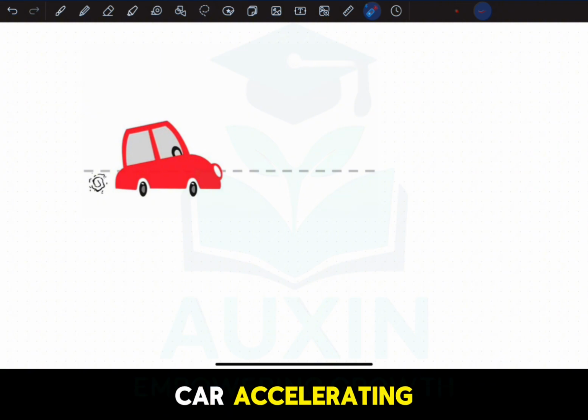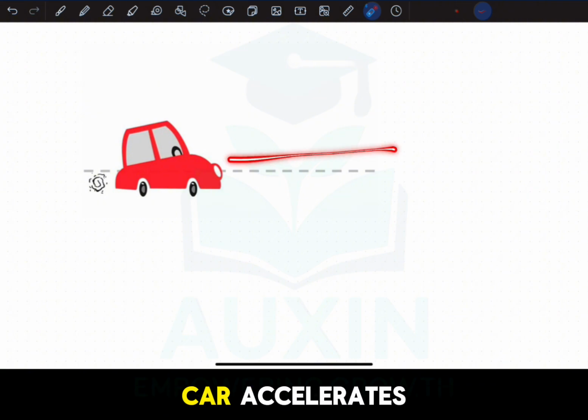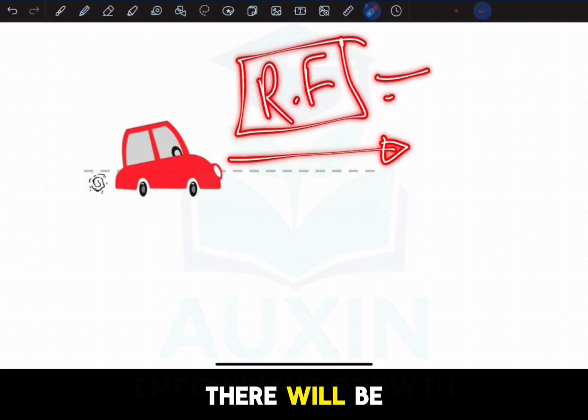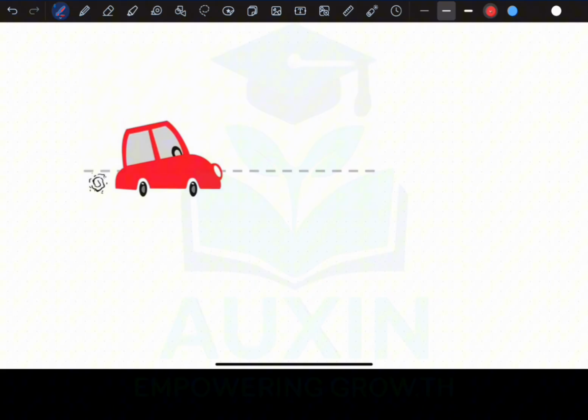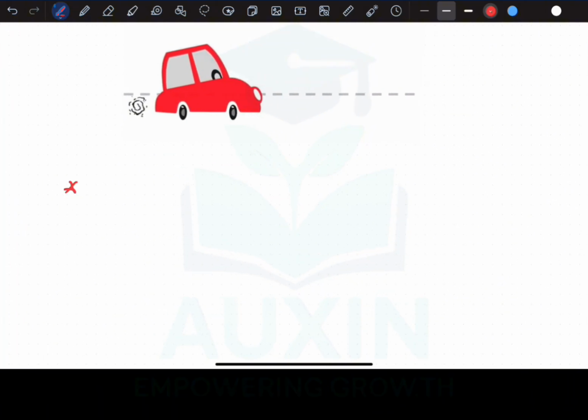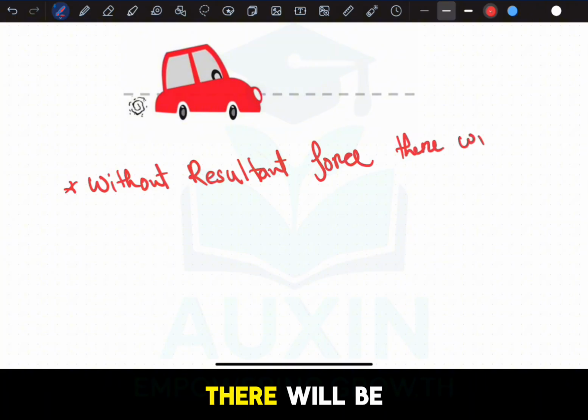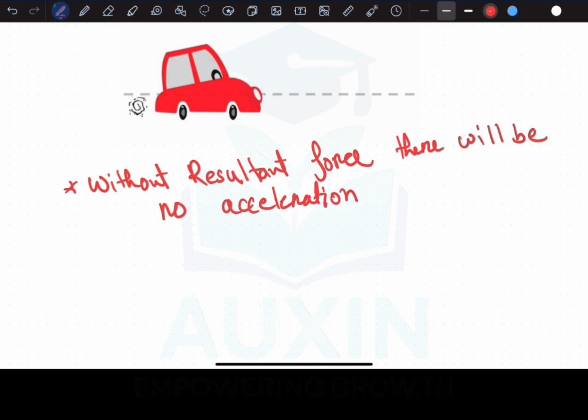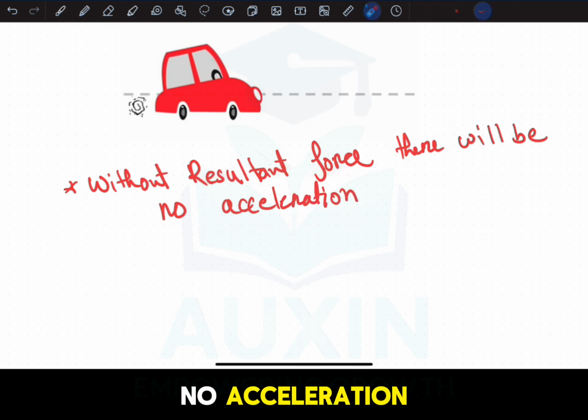Think about a car accelerating. So we know that if a car accelerates, there has to be a resultant force acting on it. Without resultant force, there will be no acceleration. Okay, let's just write it in here. Without resultant force, there will be no acceleration, right? There will be no acceleration.